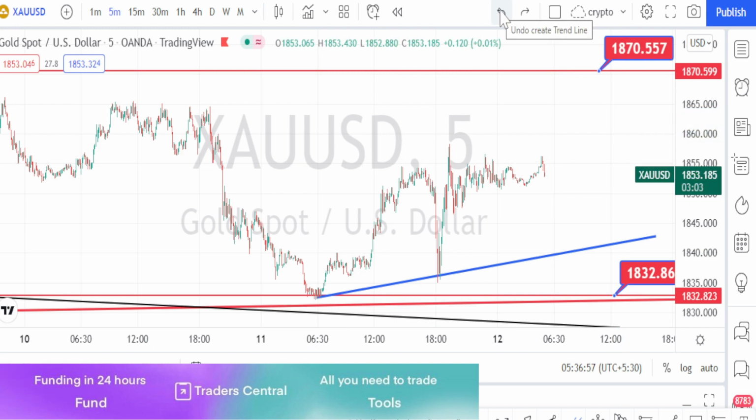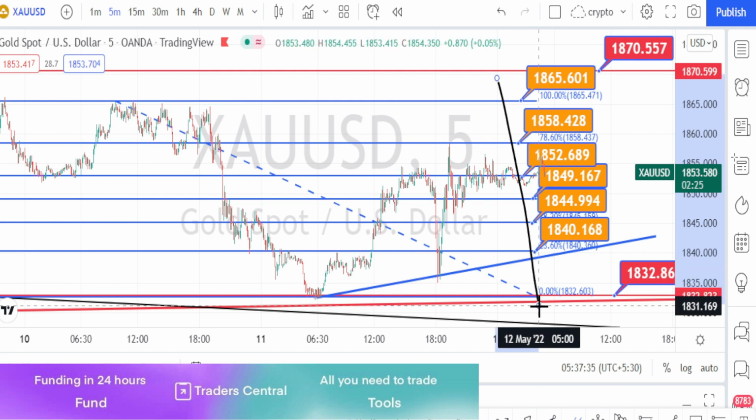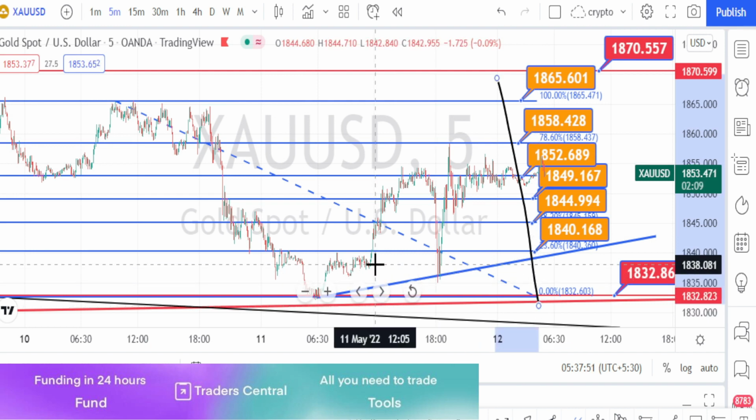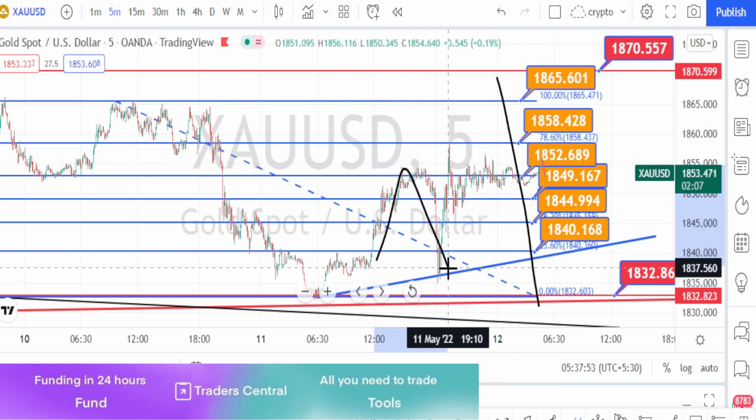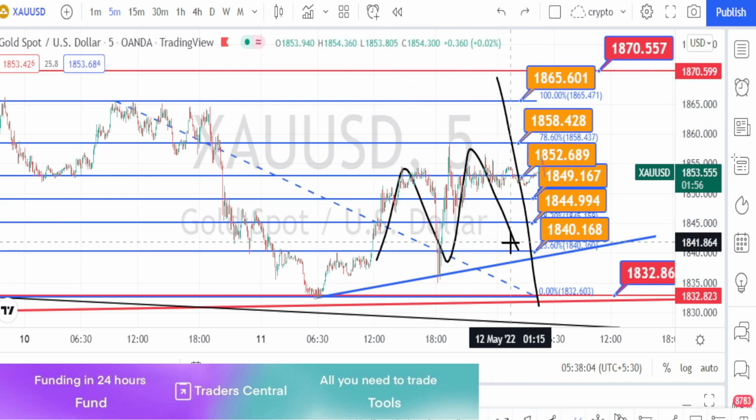Let us mark the support and resistance levels. So these are all the resistance and support levels for 5 minutes time frame. Since this is a 5 minutes time frame, we can experience multiple trends in 5 minutes time frame. Please refer to the higher time frame trends for deciding on your trade entry and exits.